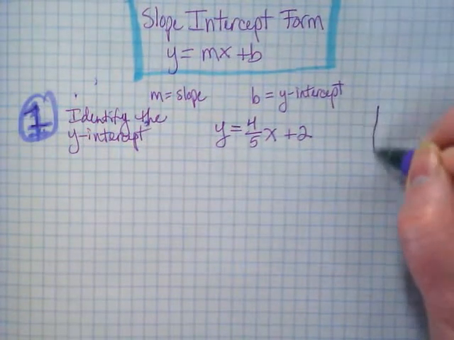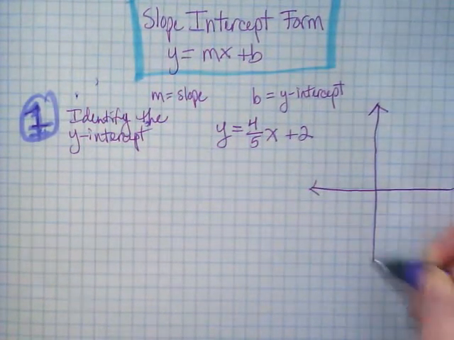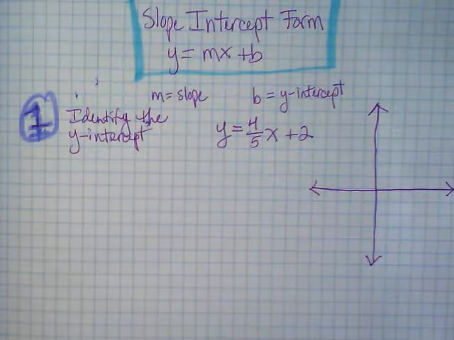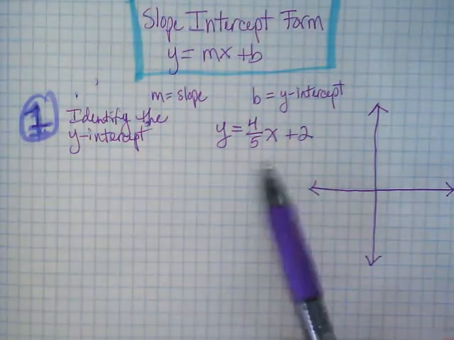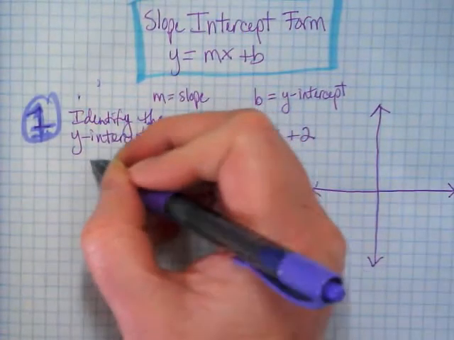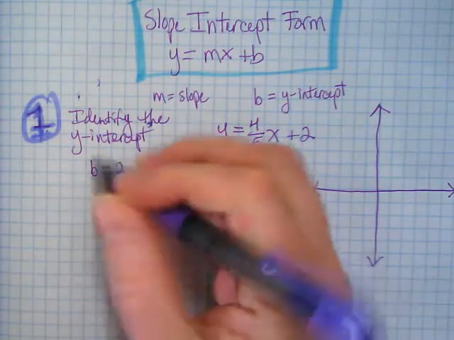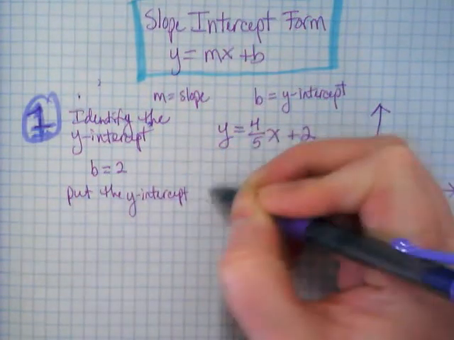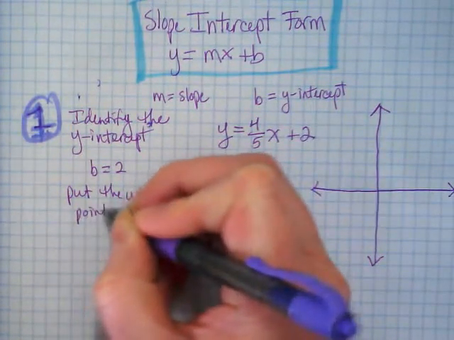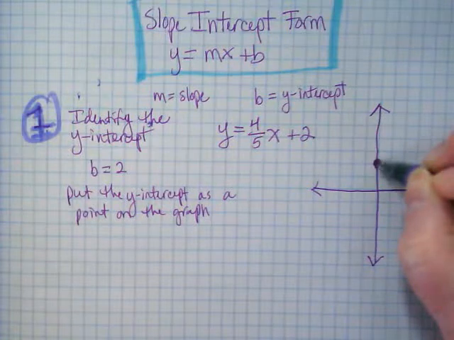To the right of writing that equation, go ahead and use the graph paper, and we're going to make a coordinate plane. And yes, I want you to put the arrows on the x and y axis every time you draw one to show that those x and y axes go on and on and on. What is the y-intercept in this equation? 2. So please write that b is equal to 2. The second part of this step is not in our book. They just assume it. Put the y-intercept as a point on the graph. So it goes there.